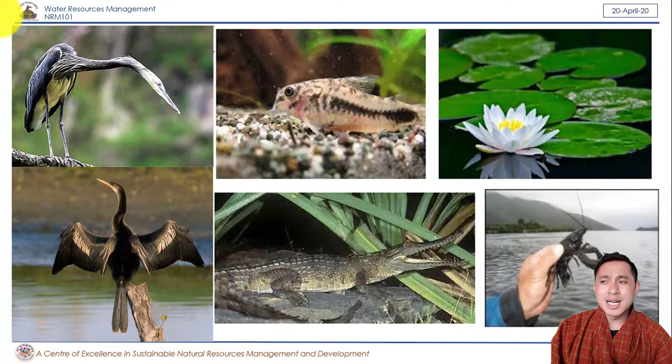So the count is between 28 to 30 or 33. So the count is very less. It's one of the critically endangered birds.